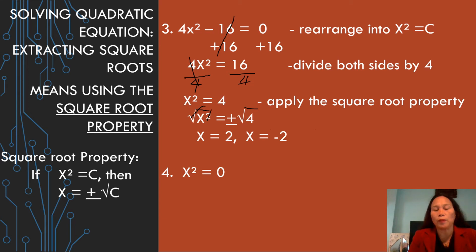Okay, next example. X squared is equal to 0. What is the square root of 0? That is 0. If c is equal to 0, automatic, we have only one real solution, and that is 0. There is no positive and negative in 0, okay?